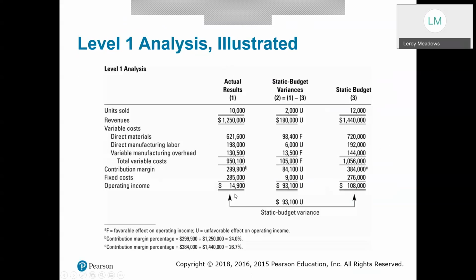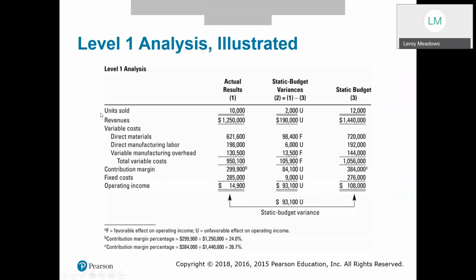As you see here in this illustration, we have an unfavorable budget of $93,100. We calculated the static budget variance for each individual line item. And how do we get that? Well, we simply took the difference between our static budget and our actual results. So when we talk about favorable and unfavorable variances, let's take a look at this.